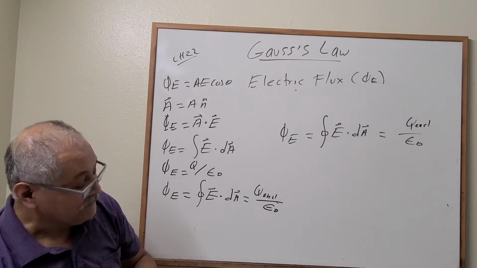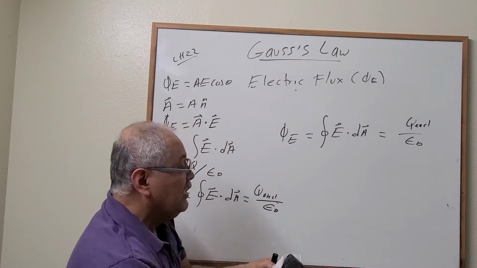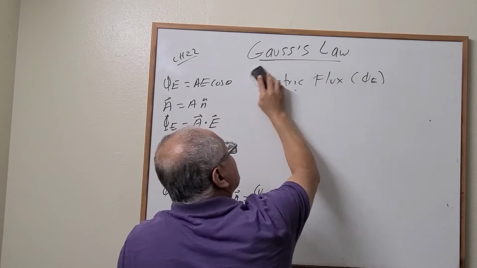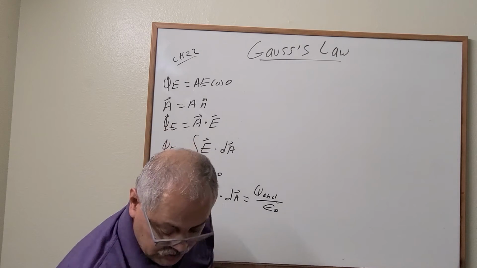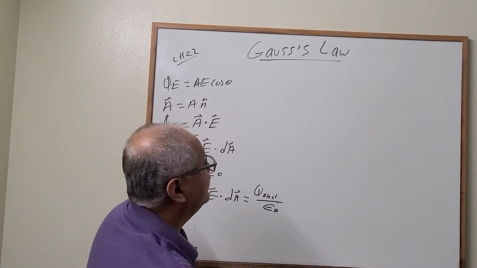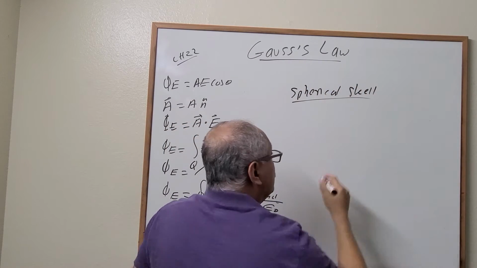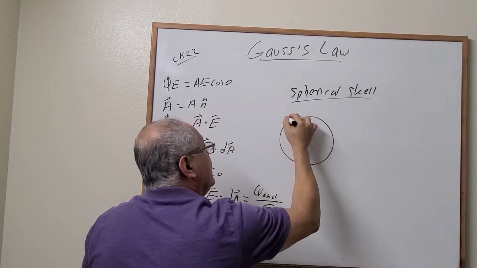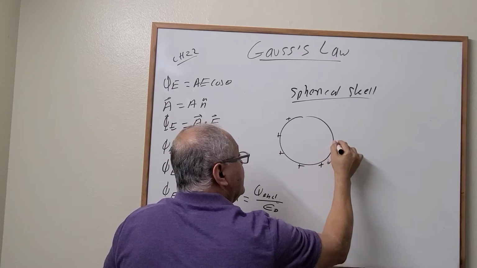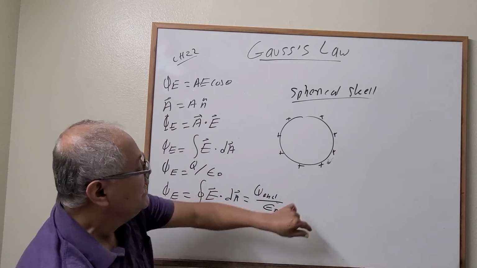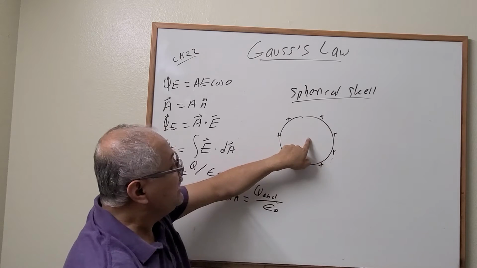Now let's apply this law to some cases, some distributions, and try to find the electric field. For example, let's do a spherical shell, which is uniformly charged. Now let's try to find the electric field inside and outside.